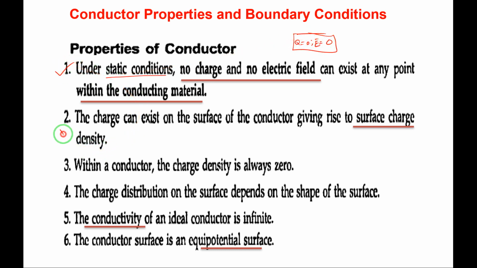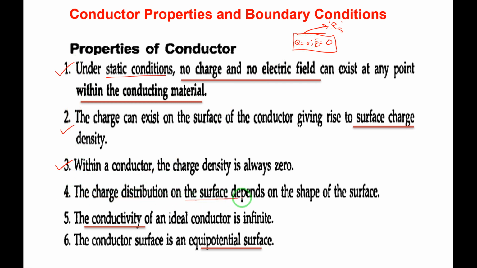The next point, point 2: the charge can exist on the surface of the conductor, giving rise to surface charge density. The charges present on the surface are given by the surface charge density rho s. The charges inside the conductor are 0, but the charges are present on the surface of the conductor. Then within the conductor the charge density is 0. If charges are 0 within the conductor, the charge density is also 0. The first and third points are repeated.